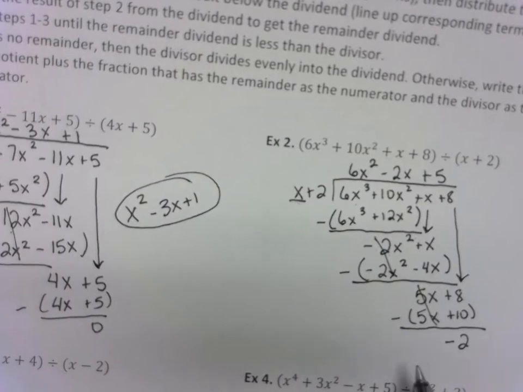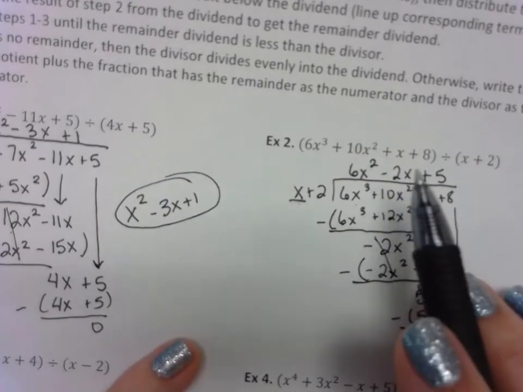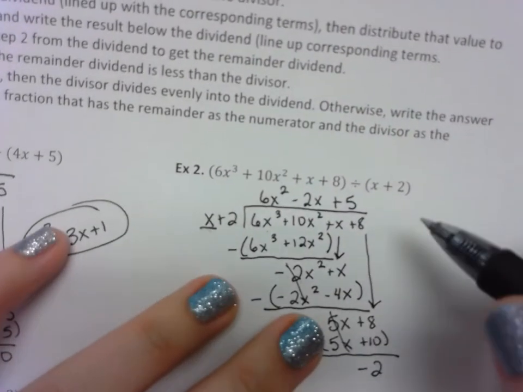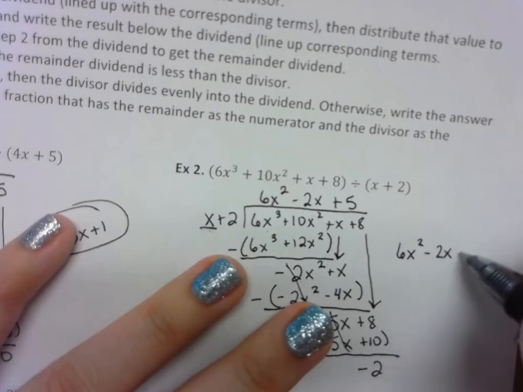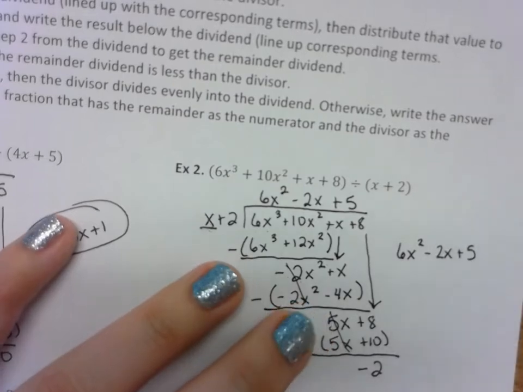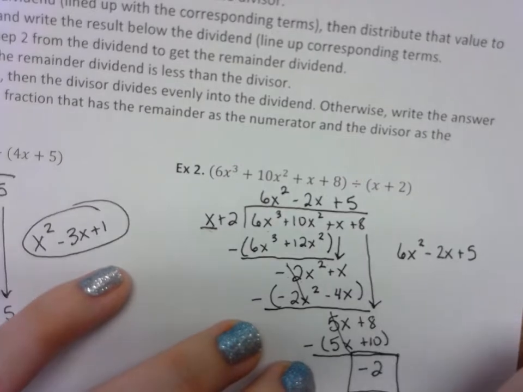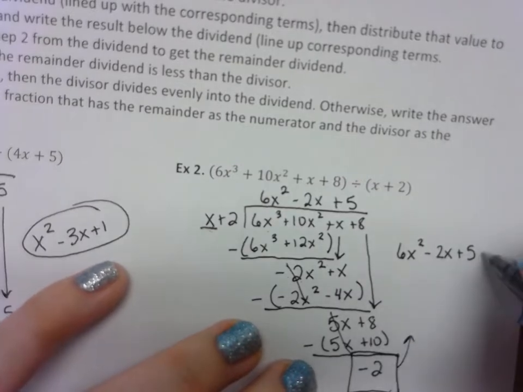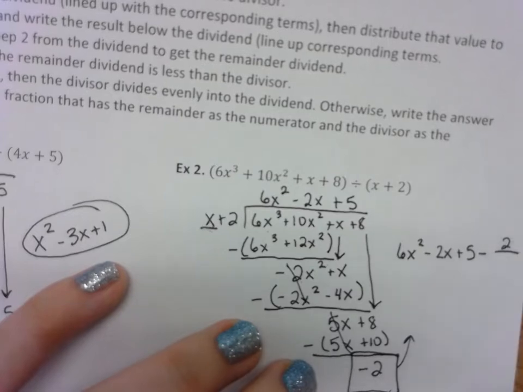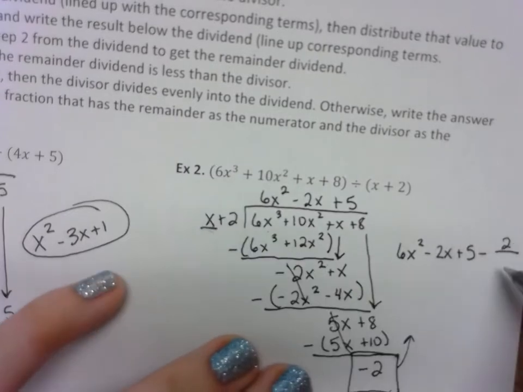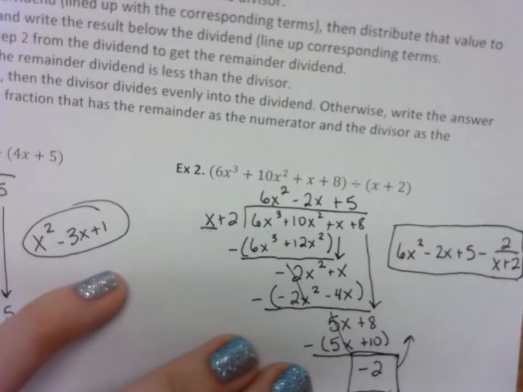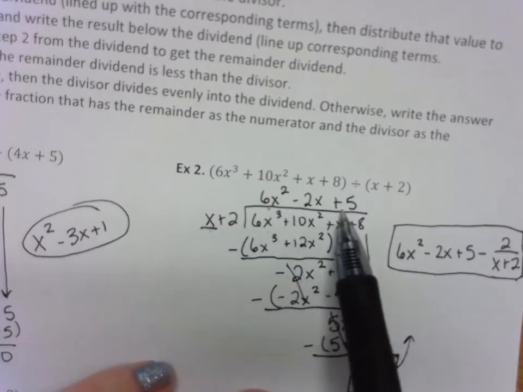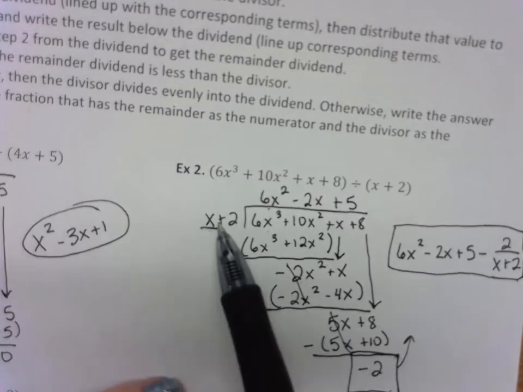So we have to now be careful about how we write our final answer. It's not just this. Our final answer is going to be 6x squared minus 2x plus 5. But then we have to take this piece right here and put it in our answer. So it's going to be minus 2 over what you divided by. So x plus 2. Okay, that's how you'd write your answer. Notice I have my whole thing that's on top of my quotient bar, then your remainder over your divisor.